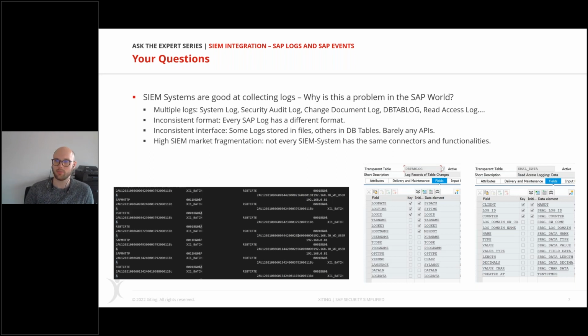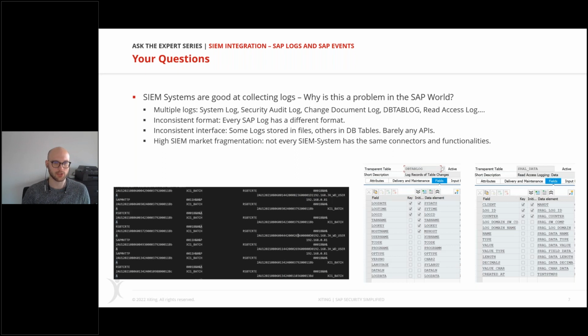Second problem is the inconsistent format. So every SAP log has a different format. So it's not very easy to train the SIEM system to understand those logs. I've attached three examples down there on the slide. So on the left-hand side, there's the system log in a file format.